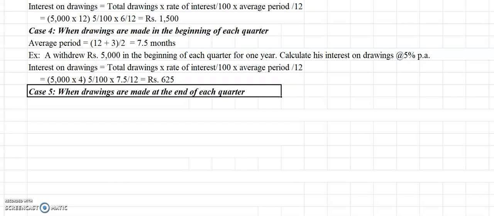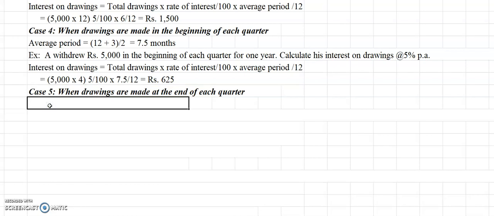And the fifth case, when drawings are made at the end of each quarter. If it is the calendar year, the first quarter ends on 31st March. After that, how many months are remaining? 9 months are remaining. And the last quarter ends on 31st December. How many months are remaining after that? 0 months. So the average period is (9 plus 0) by 2, so 4.5 months.